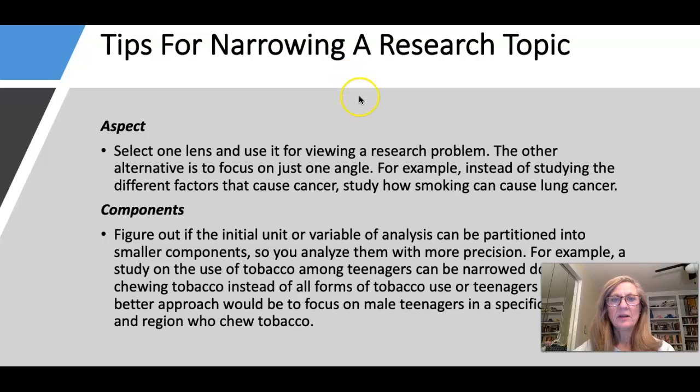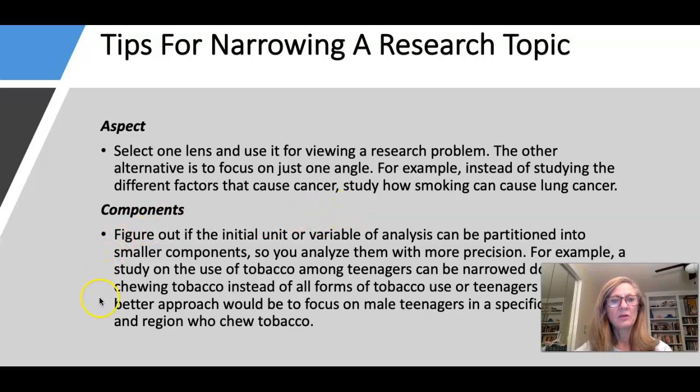So, some tips for narrowing a research topic. You look at one aspect of your research topic. In other words, select one lens and use it for viewing a research problem, or one angle. For example, instead of saying cancer, you say, how does smoking cause cancer? Or vaping is maybe the more current issue in terms of smoking type products.